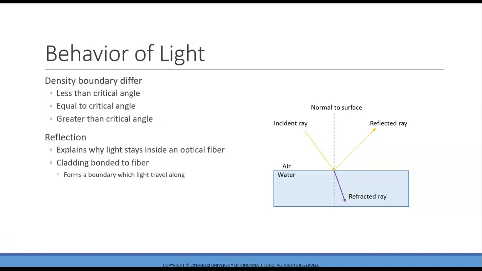Reflection explains why light stays inside an optical fiber. A substance called cladding is bonded to the fiber to form a boundary, and as light travels along, light is reflected off the boundary. When an angle of incidence is greater than 0 degrees, light is reflected as if the boundary were a mirror. Light stays inside an optical fiber.